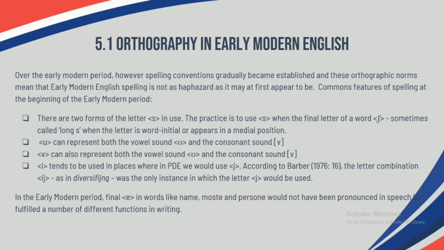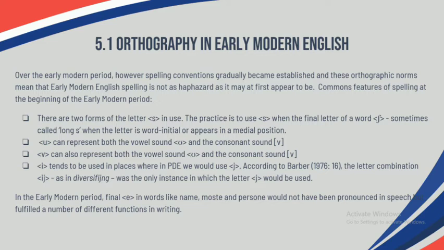Next, we are going to enter the first topic. It's orthography in early modern English. Over the early modern period, however, spelling conventions gradually became established, and these orthographic norms mean that early modern English spelling is not as haphazard as it may at first appear to be.